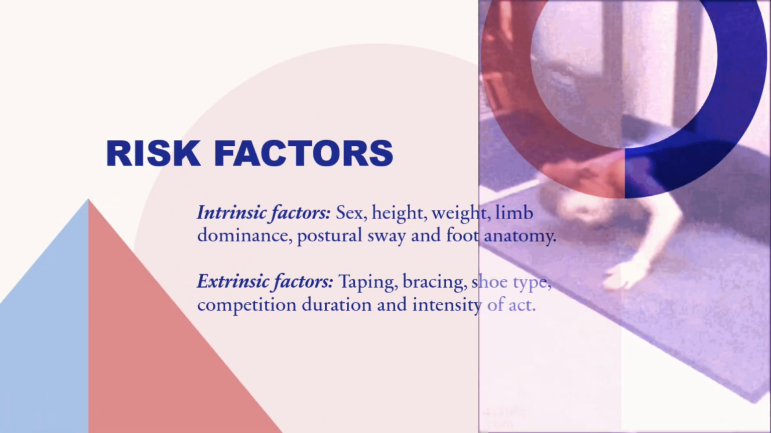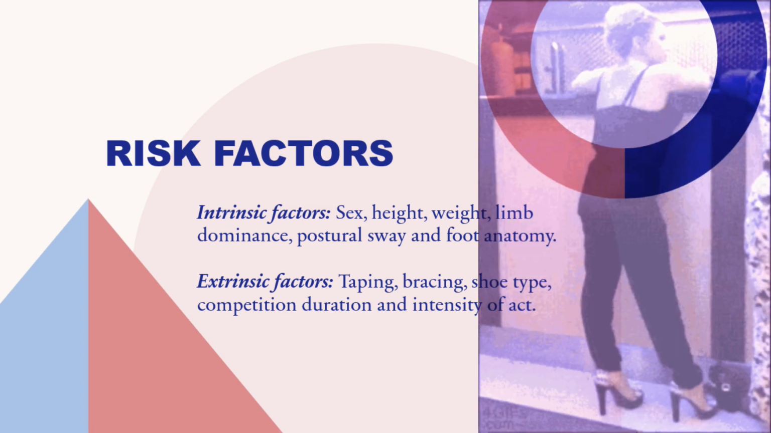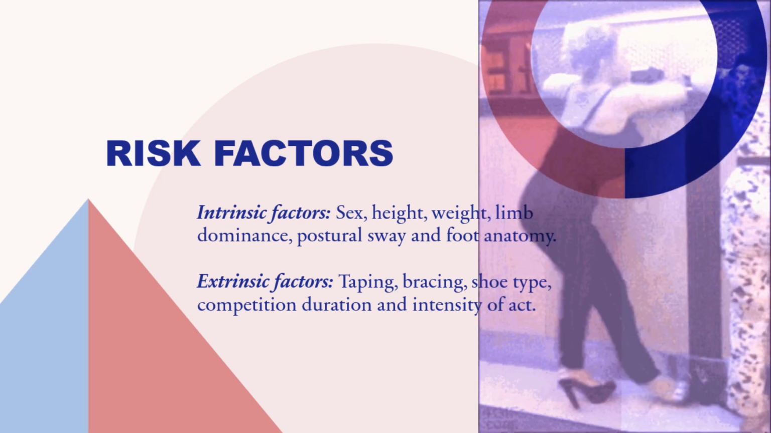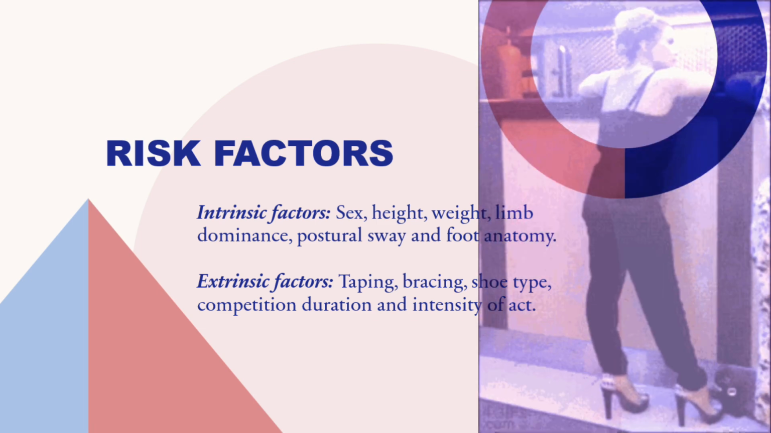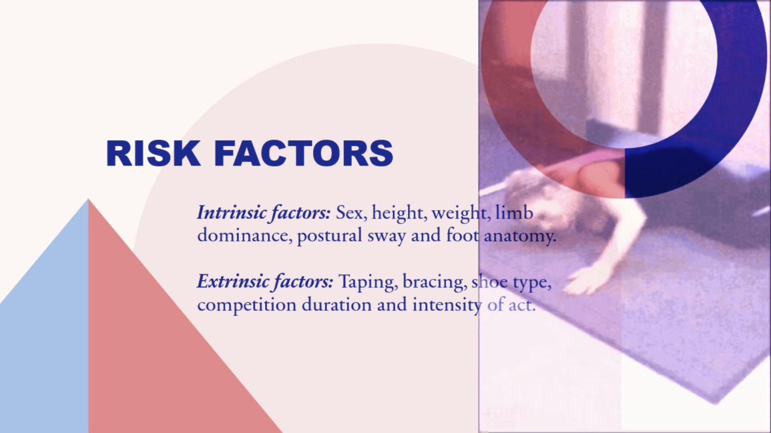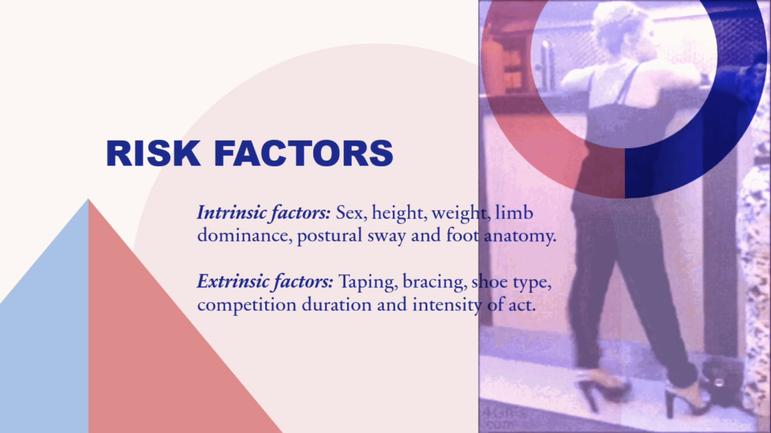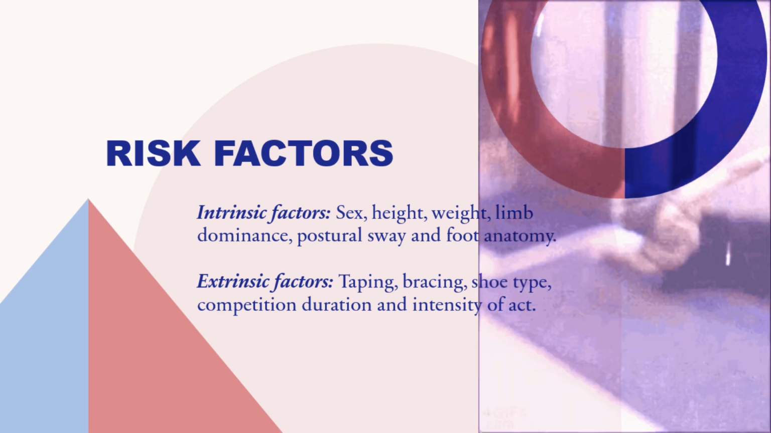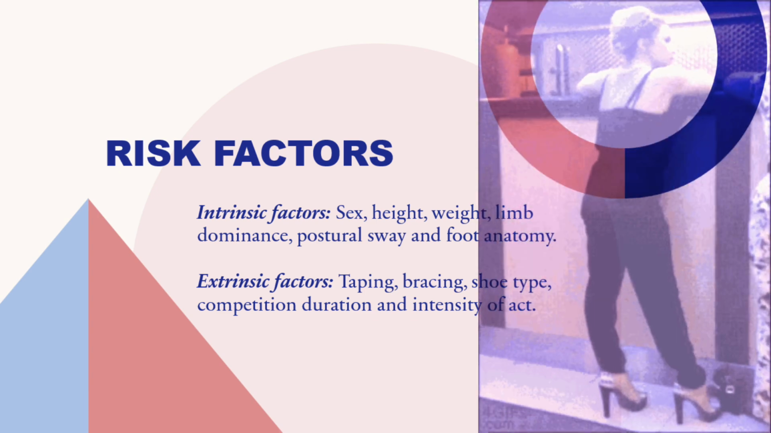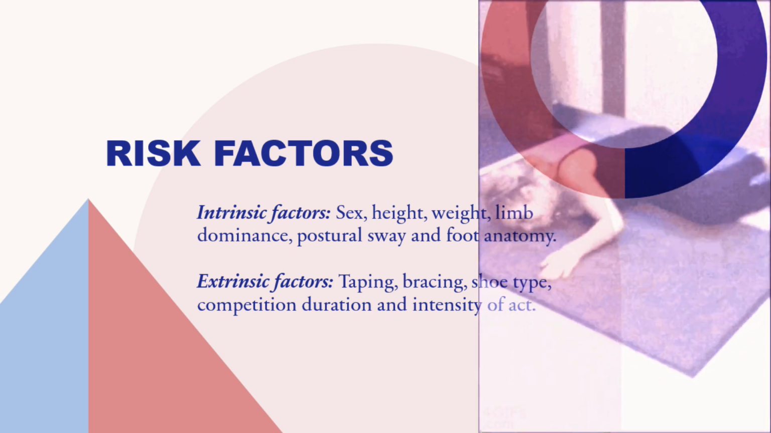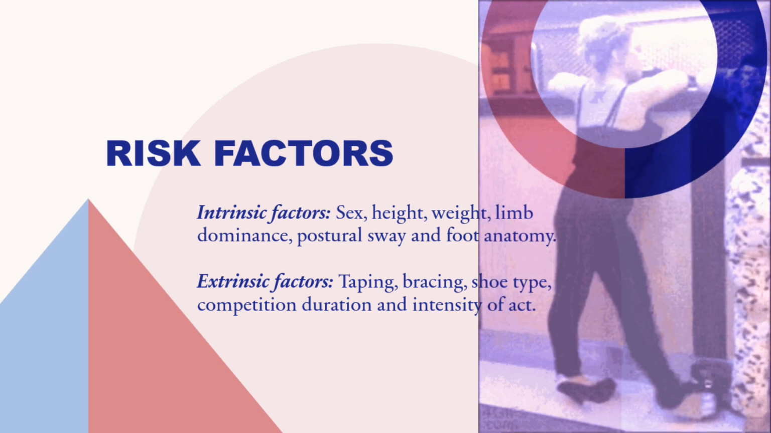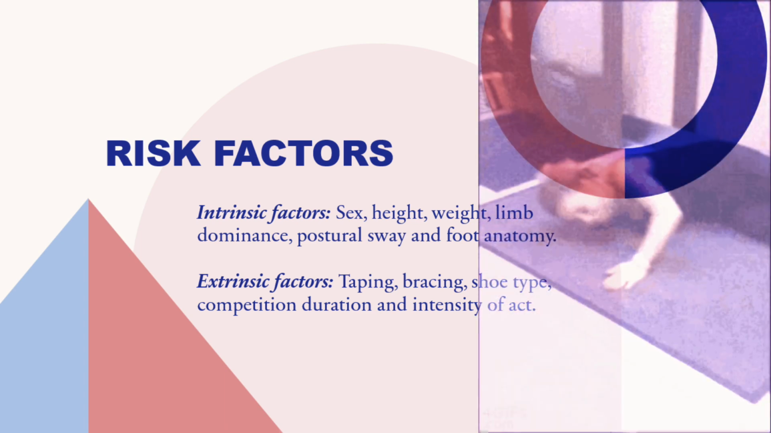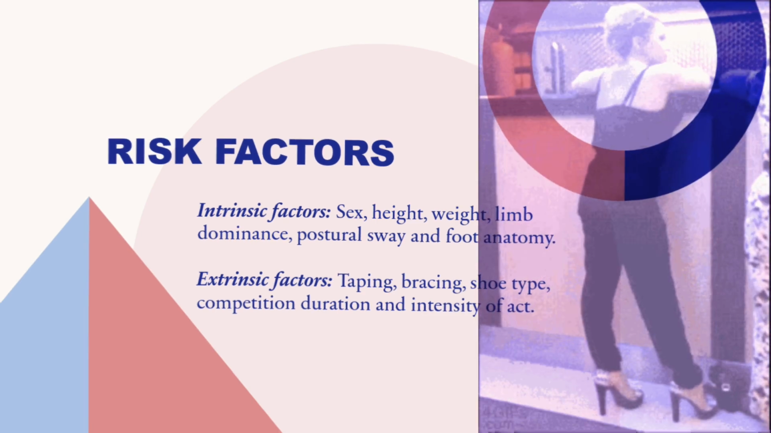Moving on to the risk factors, several intrinsic and extrinsic risk factors predispose an athlete to chronic ankle instability. The most common risk factor is previous history of sprain. A previous sprain may compromise the strength and integrity of the stabilizers and interrupt sensory nerve fibers. Sex, height, weight, limb dominance, postural sway, and foot anatomy are intrinsic. Extrinsic risk factors may include taping, bracing, shoe type, competition duration, and intensity of activity.